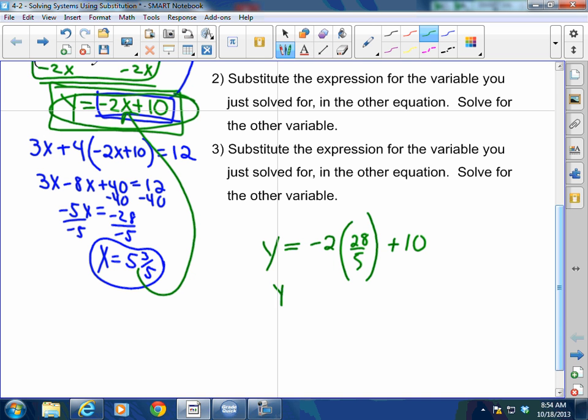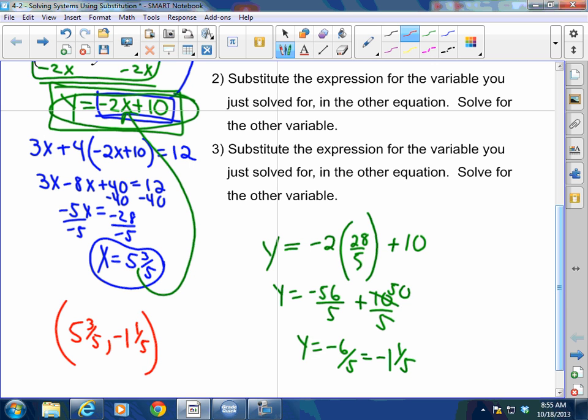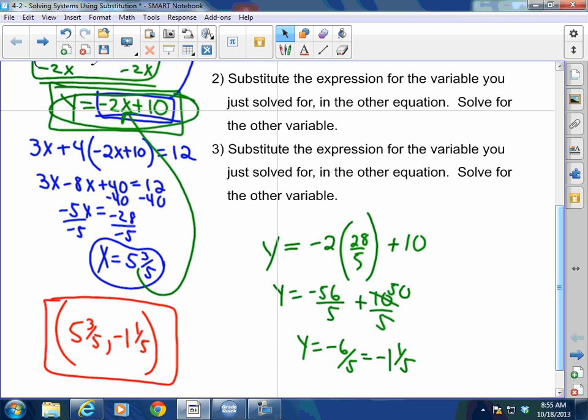So now I got y equals negative 56 fifths plus 10. The denominator goes to 5, the numerator goes to 50. So y equals negative 6 fifths, which is negative 1 1/5. So my solution would be 5 and 3/5, comma negative 1 1/5. And that is my solution. If I plugged it in, they both got to work.